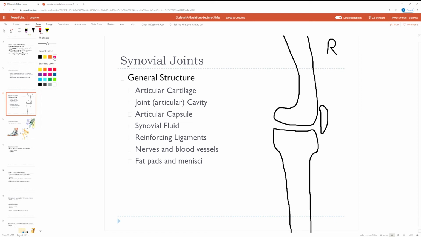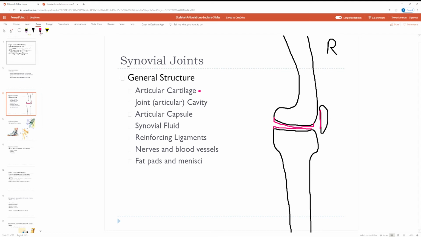So then let's add in some articular cartilage. The portion of the bone that actually makes contact with the other bone is always going to be covered in hyaline cartilage. And that's sometimes just called articular cartilage for short, but it's always hyaline. There'd be some on the patella as well, but we're not really going to talk about that joint.